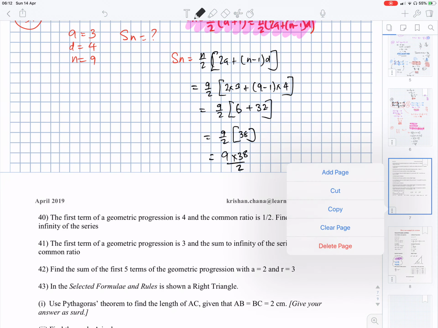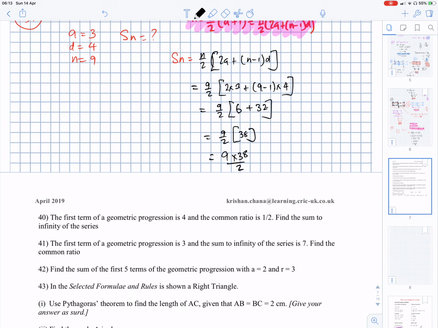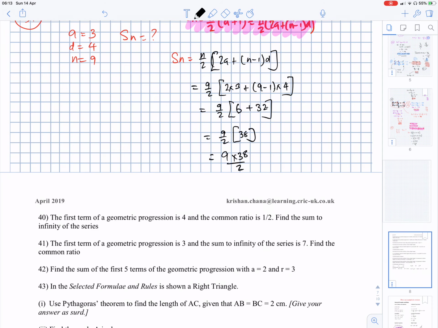Okay, let's add a page here. I think I added the page in the wrong place. Let's move it.